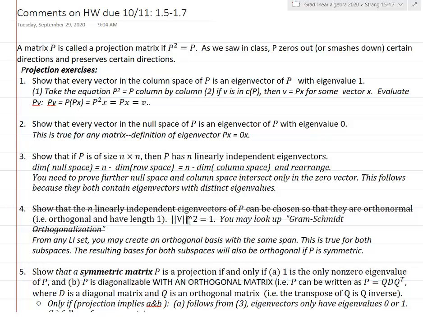But I left it out of the problem because I didn't say that P had to be symmetric. So this is only true if P is symmetric. This is important. In fact, if P is not symmetric, it's not true.